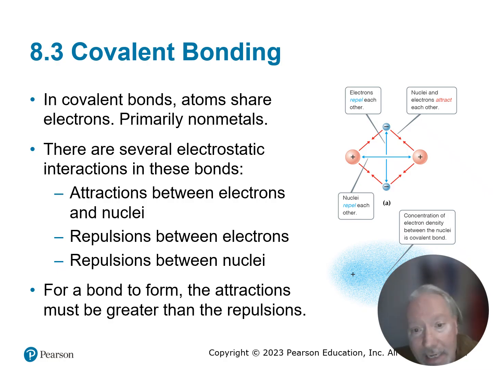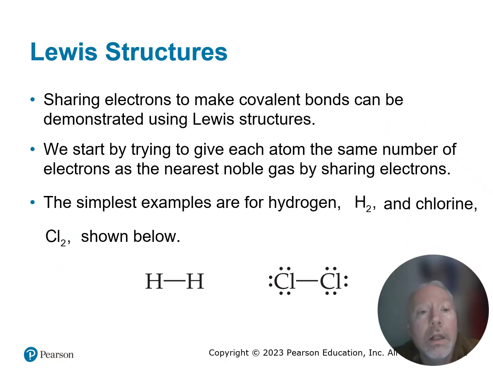So we can see here how the nuclei, the protons, repel each other, the electrons repel each other, but the electrons attract to the nucleus and the nucleus attracts to the electrons. So there's a lot of forces going on. To determine what happens, we need to know some more things. Lewis structures, well, we'll get more in depth, but let's just look at this.